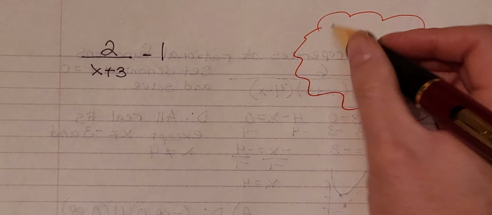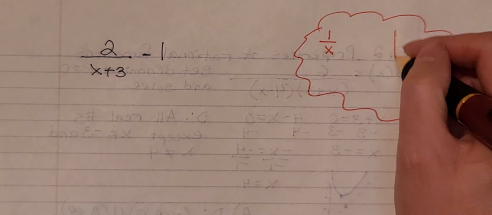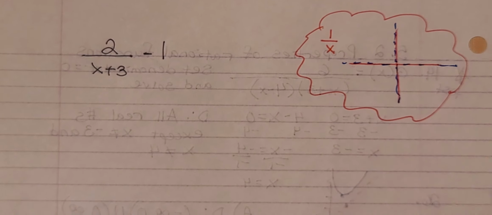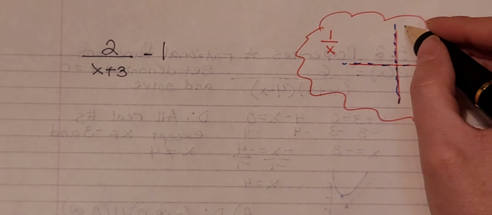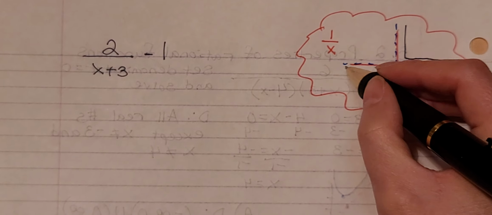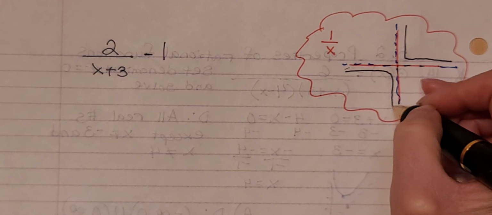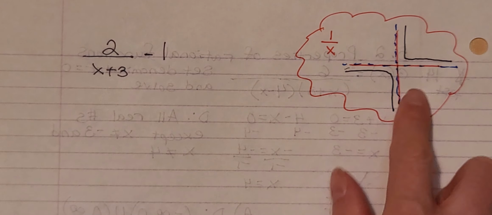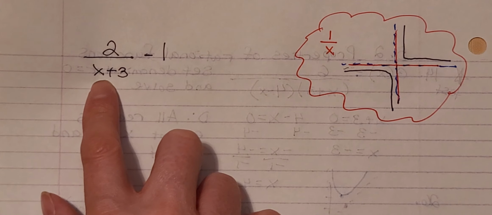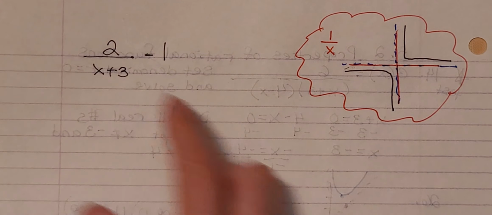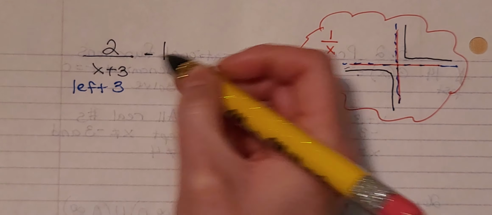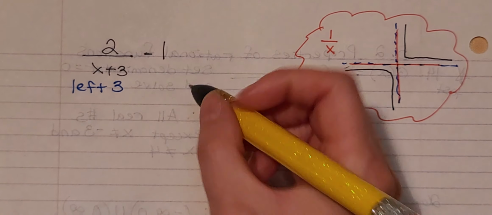So if we were just looking at 1 over x, okay, again, you're going to have your asymptotes following your axes. And then your main graph is going to be in quadrant 1 and quadrant 3. So this is the main graph. So we're basically going to shift this main graph. Down here, because it is plus 3, it's going to go backwards from the coordinate graph. So we're going to go left 3. And then the minus 1, we're going to go down 1.